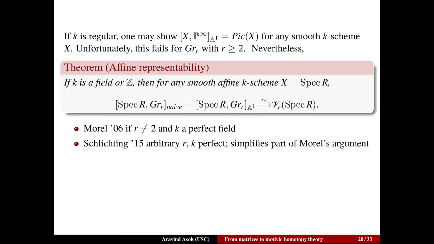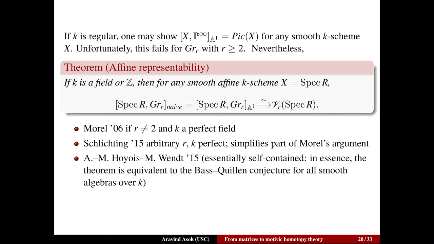And then in 2015, in joint work with Marco Iwa and Matthias Wendt, we gave a sort of self-contained proof of this. And sort of the key point is that the Baskin-Wilton conjecture, or in other words, homotopy invariance of vector bundles, is all you need to prove this kind of statement. And so it works even in some geometric situations, in some arithmetic situations, like I said in the theorem for the integers.